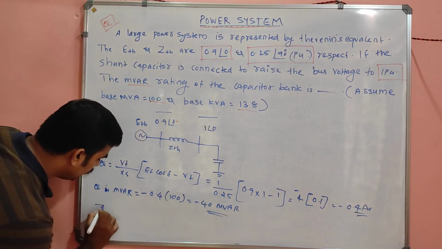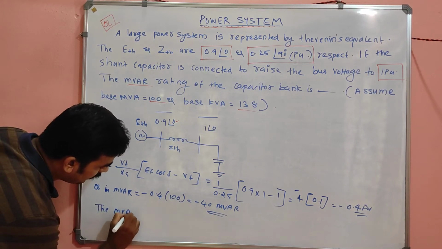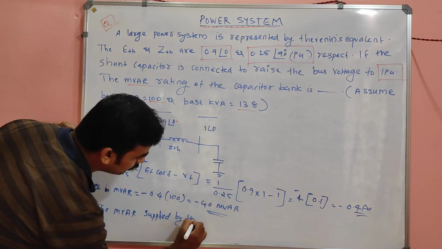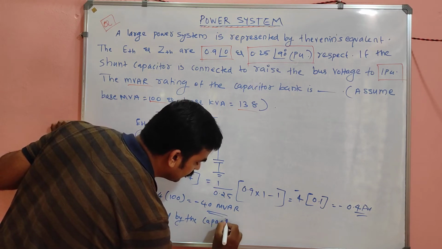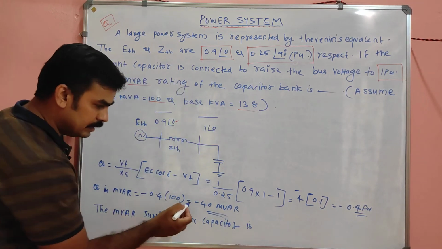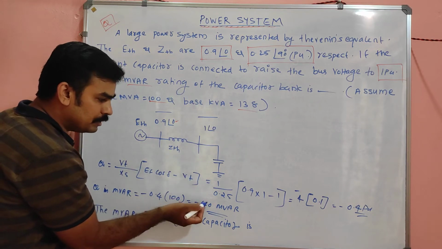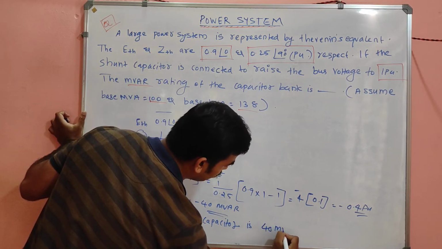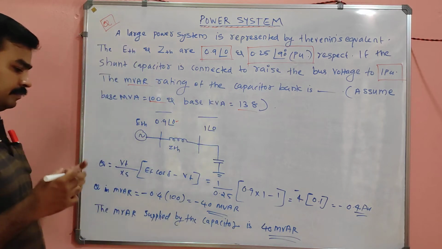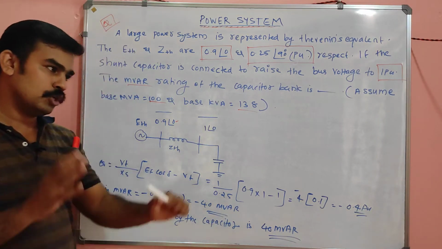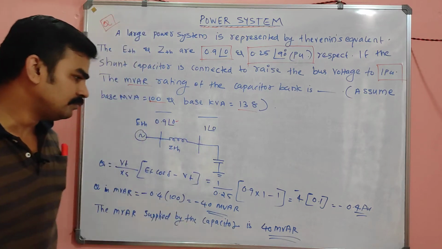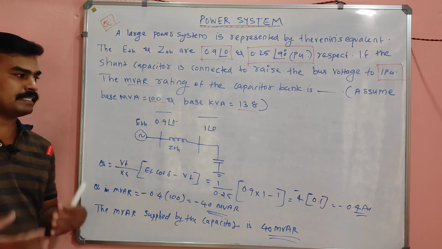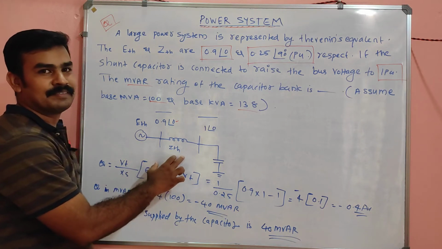So we have to write the MVAR supplied by the capacitor. This is the reactive power in the transmission line, so opposite to that same power will be supplied by the capacitor. So it will be plus 40 MVAR. Is it clear? It is minus 40 MVAR now, so opposite should be supplied by the capacitor. That is nothing but the 40 MVAR. 40 MVAR should be supplied by the capacitor to compensate for this much reactive power.